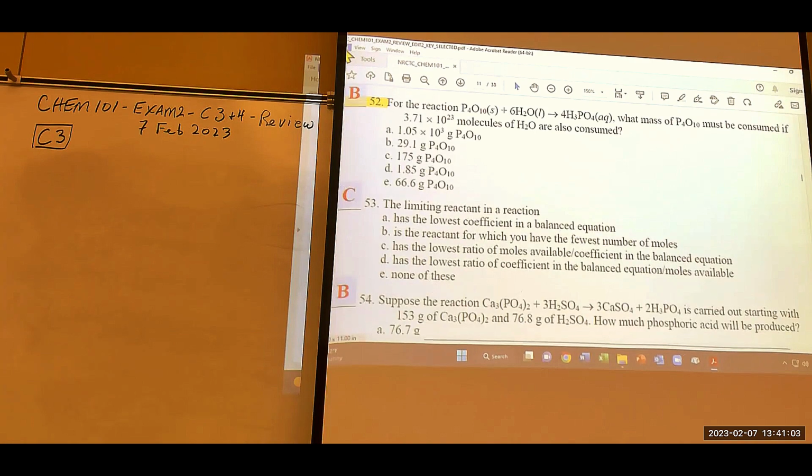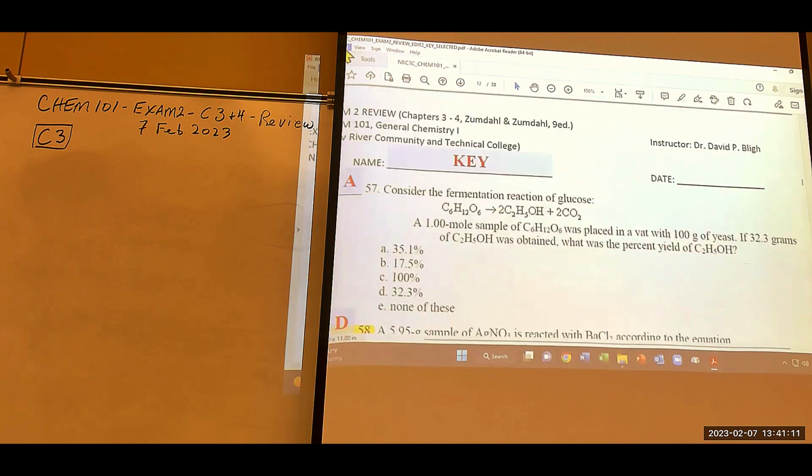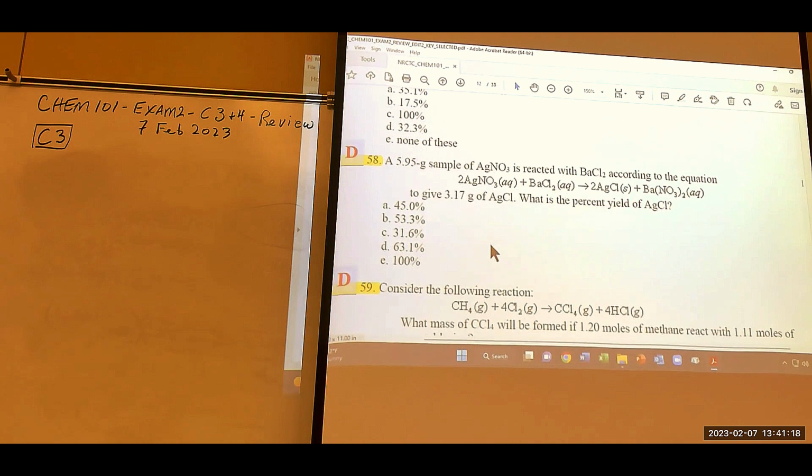Let's see. I'll skip that one. 58. Silver nitrate reacts with barium chloride. According to this equation, 3.17 grams of silver chloride. What's the percent yield of silver chloride? All right, for 58. The question is, what's the percent yield?